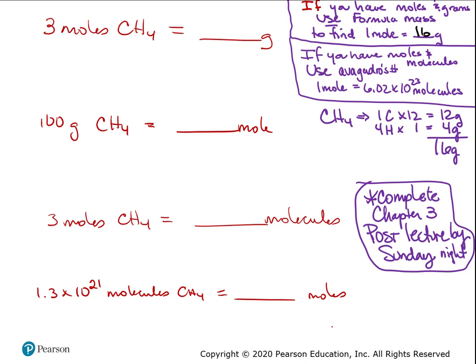So I start off, put down what I've got. 3 moles times in a line, what goes on the bottom? And this one, moles goes on the bottom, grams goes on top. Grams gets the 16, moles gets a 1. So 3 times 16 is 48. So 48 grams, am I done?